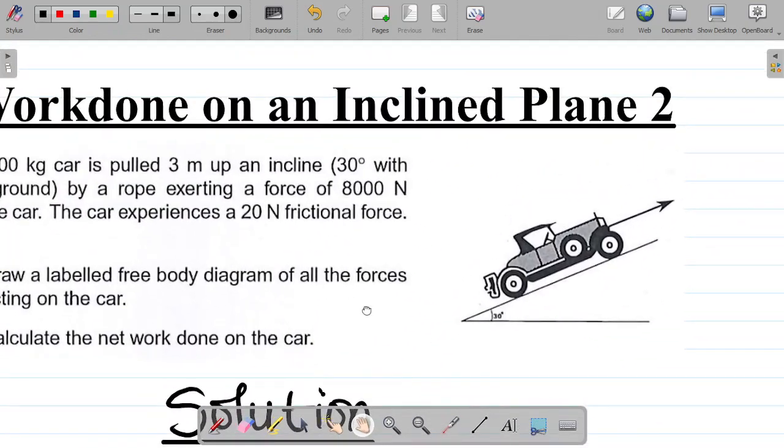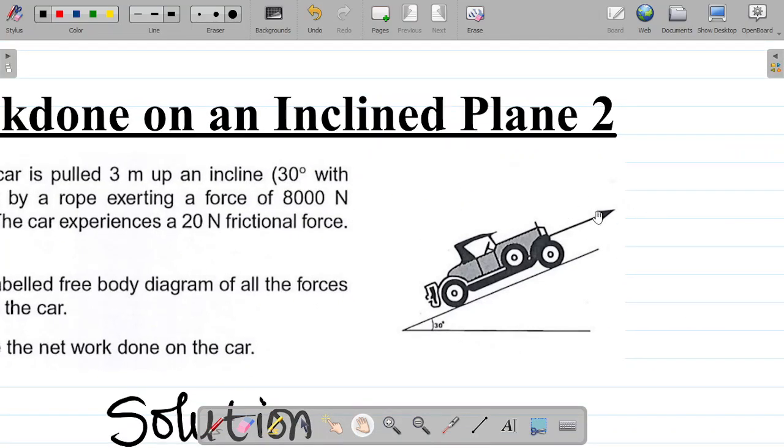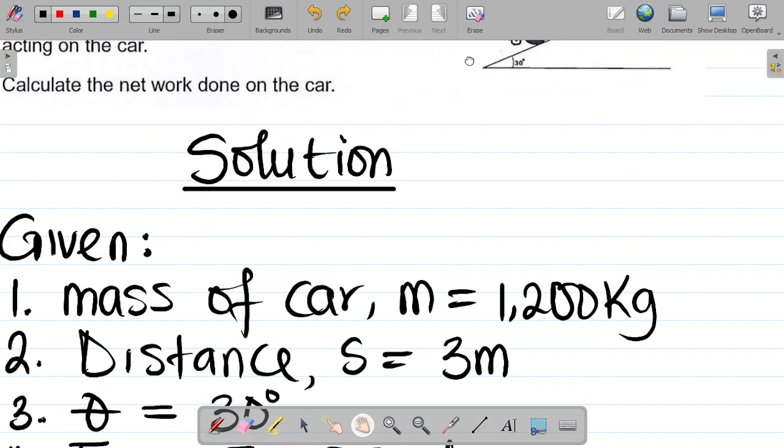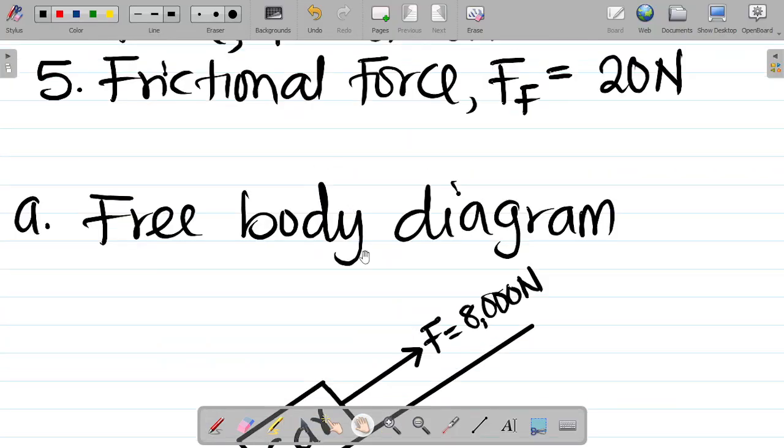Free body diagram. Now, if you look at this, they said by a rope exerting a force of 8,000. So it's pulled up by a rope. Here's your rope, so just represent this. They said the force is 8,000. So pulled upwards this way by a rope of force F equal to 8,000 Newton. So you have this.